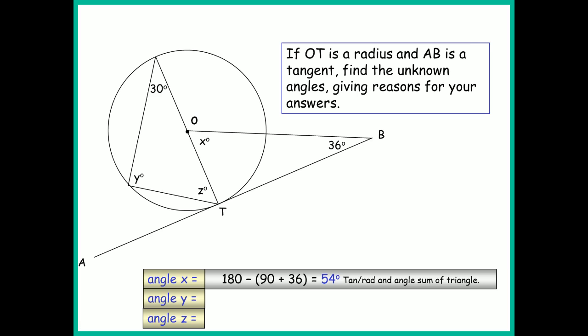Angle y is next. Well, what can you tell me about this shape here? You can see that it has a diameter there. So the angle that's subtended in a semicircle is going to be 90 degrees. Angle in a semicircle, like from before. And if I know that's 90 and I know that's 30, then to find z, I do 180 minus 90 minus 30, which will give me 60.